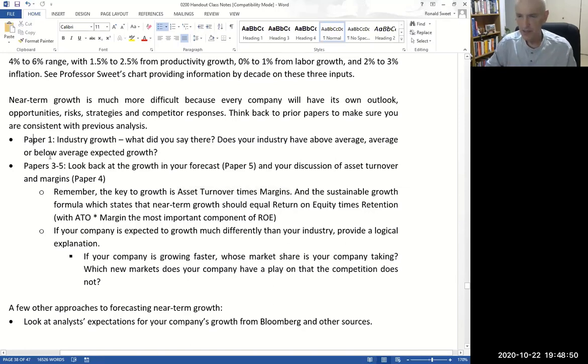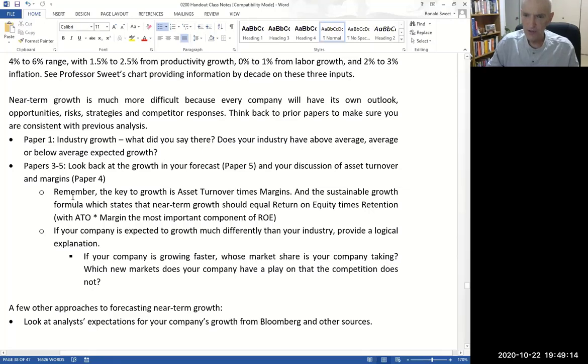So how is the economy growing? How's your industry relative to that? And then how does your company look? That's one of the reasons why on paper 4, I gave you all those industry charts. You know, asset turnover times margin, not just for your company, but relative to the industry, is a really powerful chart. You could bring it back into this paper just to show what you're thinking.